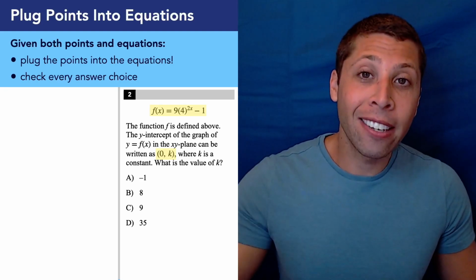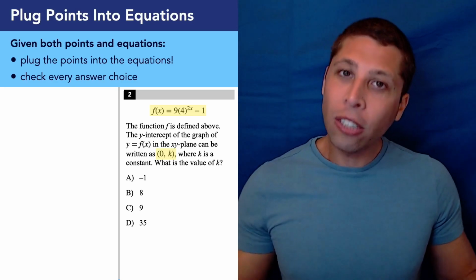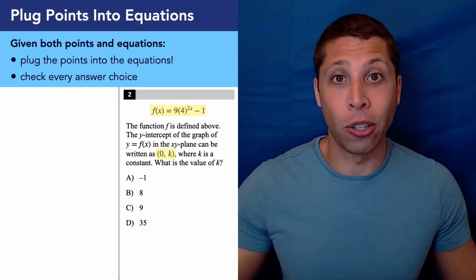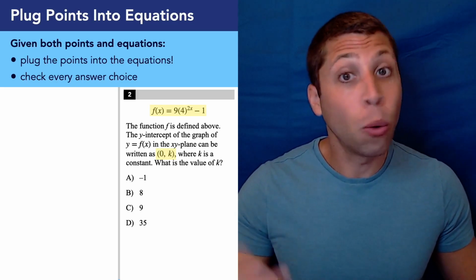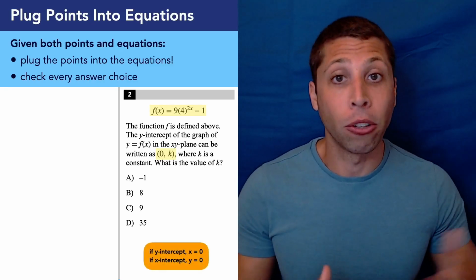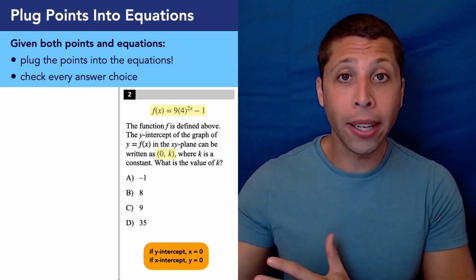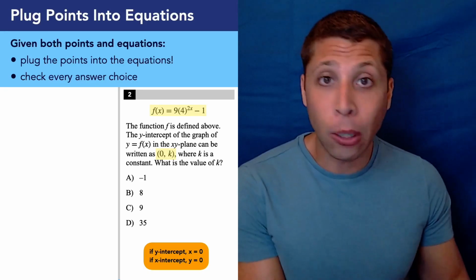Even if they hadn't said the point (0, k) as a coordinate, we still should know that they're giving us a point, or at least they're talking about a point. Anytime they use the phrase y-intercept or x-intercept, we have to immediately think, oh, they're giving me a point, or at least half of one, right? If it's a y-intercept, we know the x-coordinate is always 0. If it's an x-intercept, the y-coordinate is always 0.